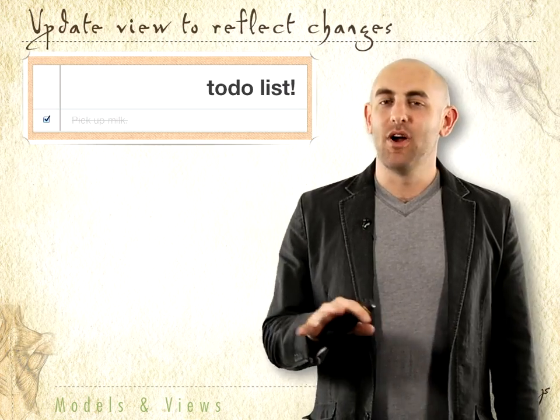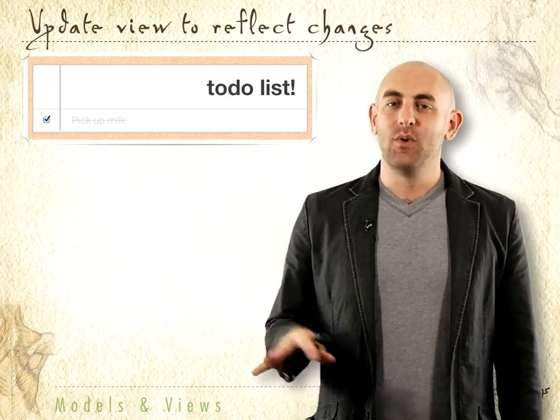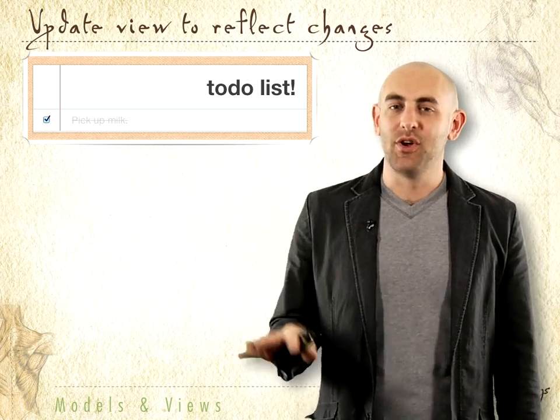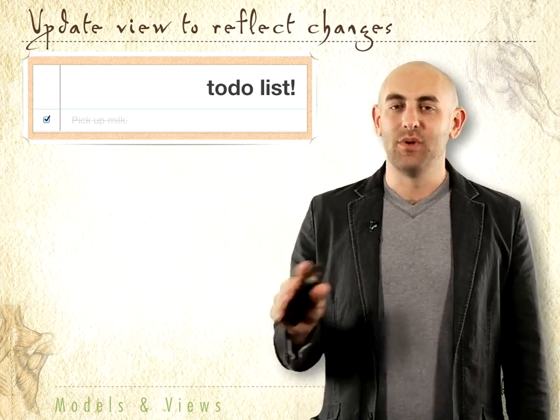Let's say that whenever our model status is complete, we want it to look like this with a strike through and a light gray text. How do we do that?